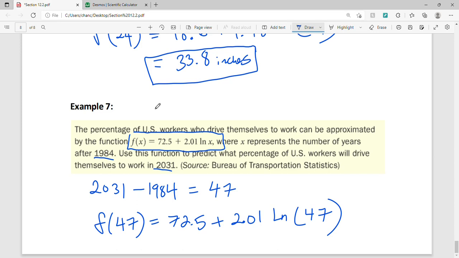And so this is equal to 80.2%. This represents the percentage of U.S. workers who drive themselves to work in 2031, about 80.2%.